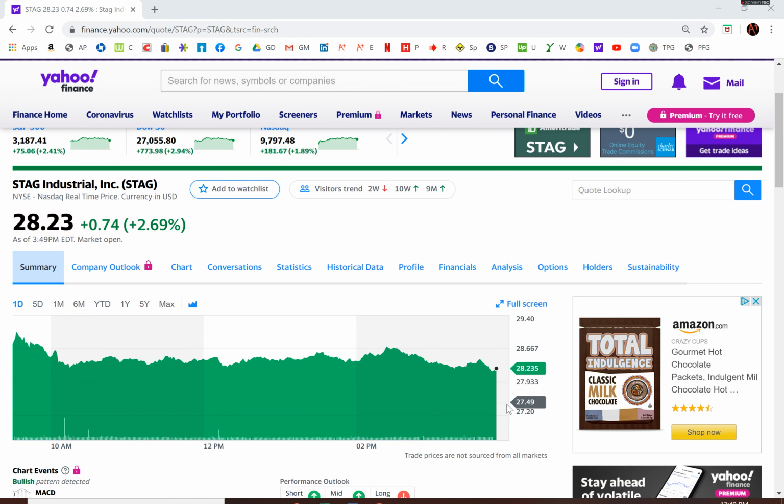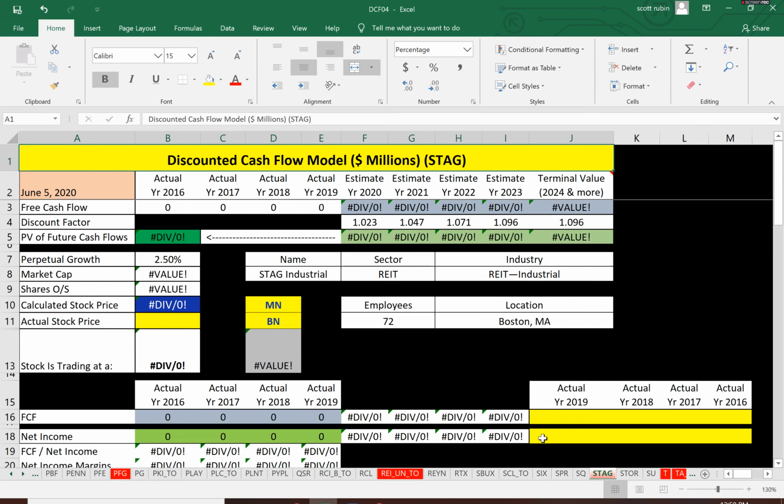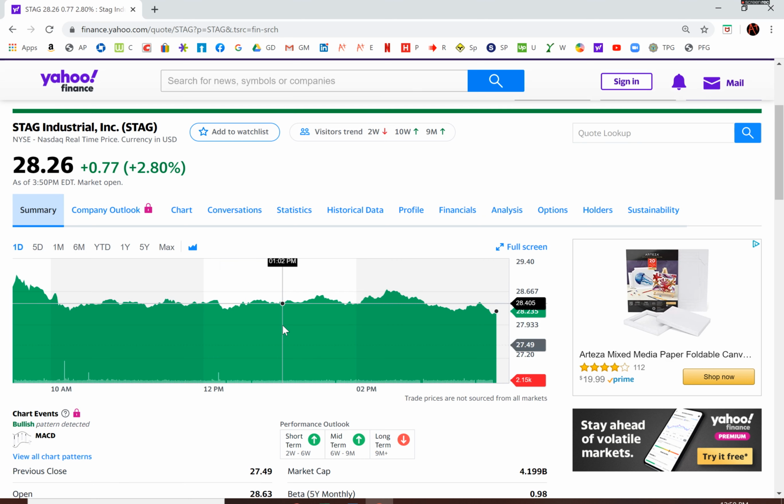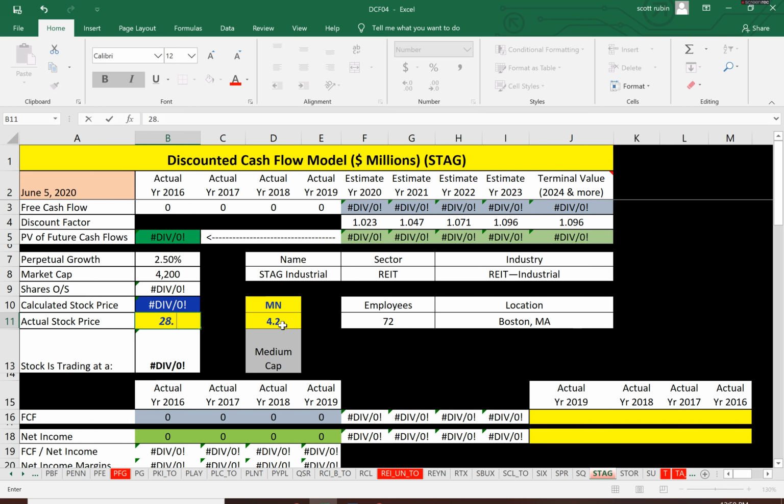Let's look into STAG Industrial, and this is a REIT, and we need the market cap, 4.2 billion. Pretty small company, and the stock price is 28.26. Now we know the shares outstanding. It's the market cap divided by stock price, 149 million shares.